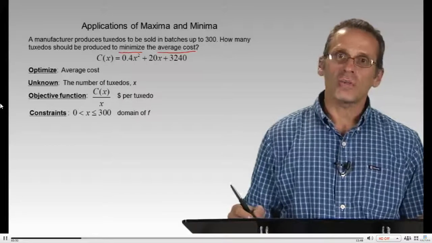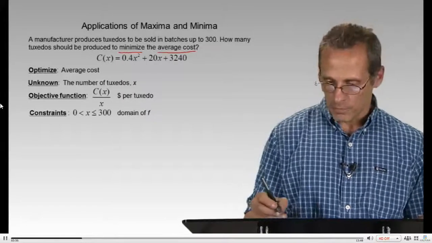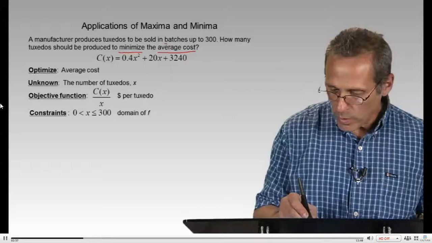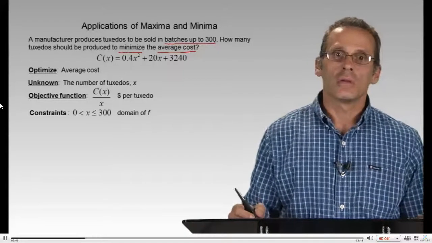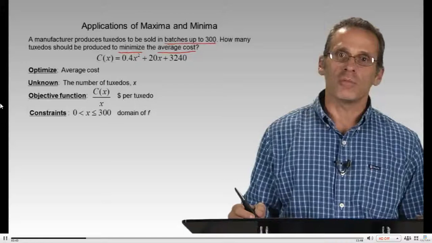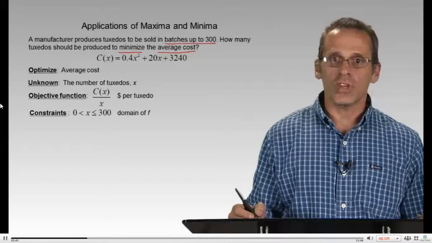The constraint in this case is an interval. We will sell in batches up to 300. So we're looking at an interval from 0 to 300, inclusive of 300.